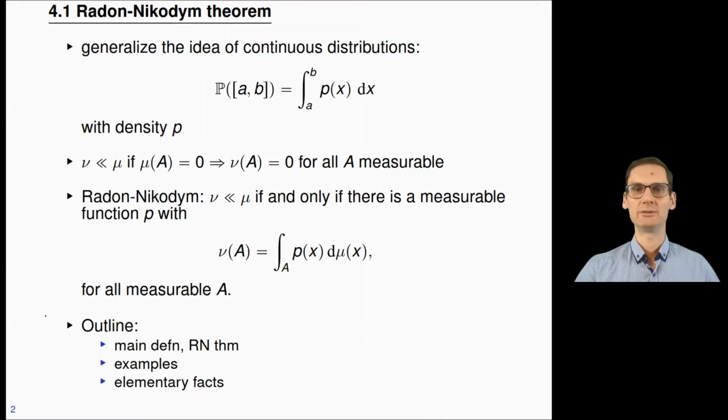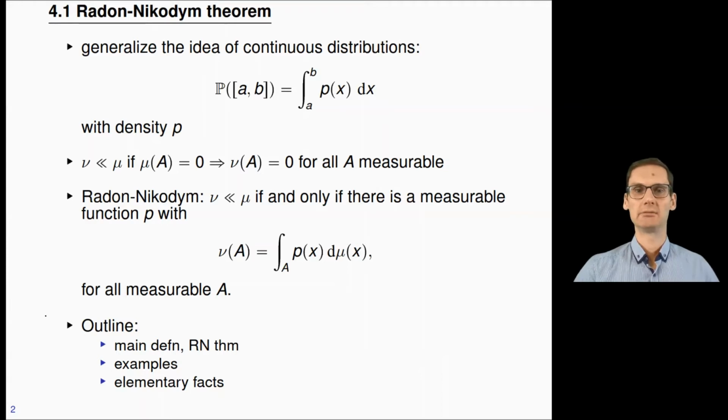So that's what you see now in the second bullet point. There we define what it means that nu is absolutely continuous with respect to mu. The definition is what you see there. It says that for all measurable A, mu(A) = 0 implies that nu(A) = 0. This is a property of mu and nu, and the Radon-Nikodym theorem now says that this property holds if and only if you can represent nu as an integral with respect to mu. So nu(A) is the integral over the set A of the density p, which exists due to the statement of the theorem, with respect to mu.